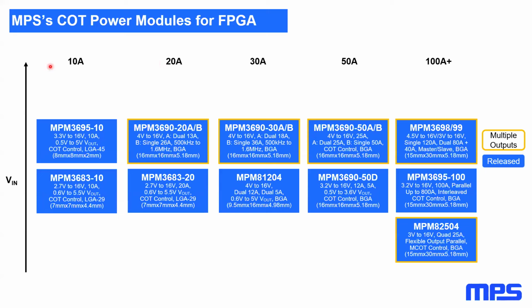So just as a very quick overview of the power modules that we offer for these FPGA core current rails, we have a wide range of output currents going from 10 amps to over 100 amps. They also come in the option of single output, for example, this 10 amp module or the 100 amp module that I showed before. But we also have multiple output versions, such as the 3690 family, which can deliver dual 13 amps, 18 amps, or 25 amps.